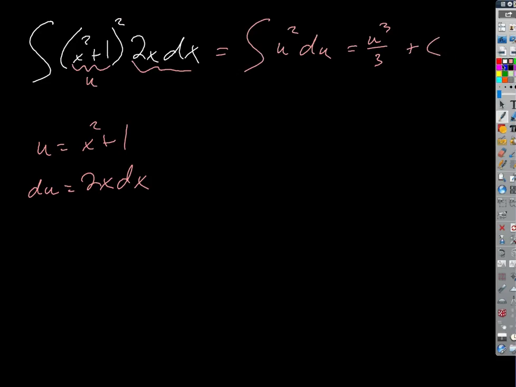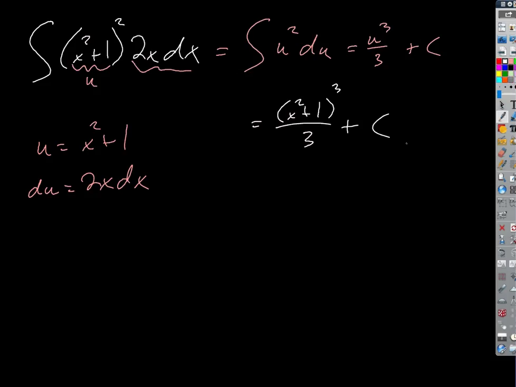Now, what's the only thing I've got left to do here to get my answer in terms of x? Just plug it back. Yeah, reverse the substitution, right? So then we just end up with the quantity x squared plus 1 cubed over 3 plus c. Amazing, right? Okay. So that's what we call a u substitution.